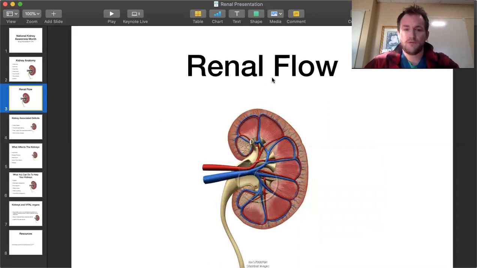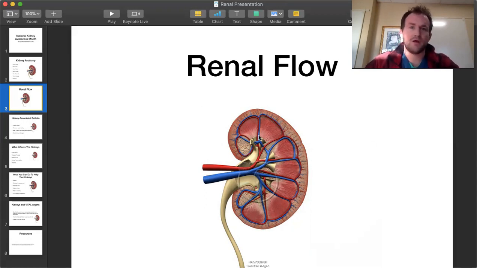So renal flow, I found this picture on the internet. It's just a stock image. So this is a review. As the body filters blood, the blood flows from the heart. The heart is constantly pumping blood. And about two-thirds to three-quarters of the blood can eventually travel through the kidneys.